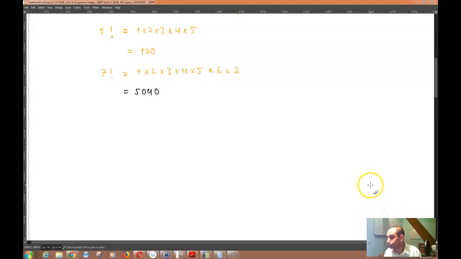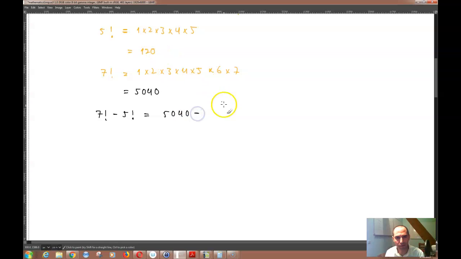So that is that. And for example, 7 factorial minus 5 factorial is equal to 5040 minus 120, which is 4,920. So that is that.